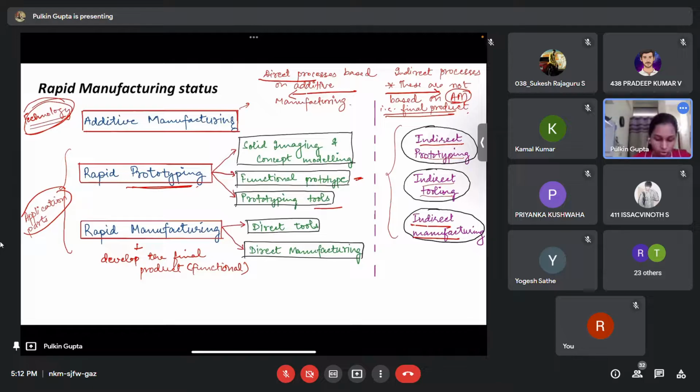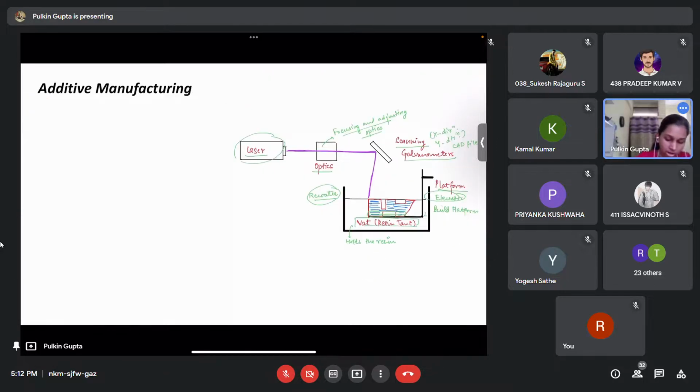Okay. So the direct processes, they are based on additive manufacturing. That is, the final part coming out of these shall be additively manufactured. So now let us look at them and understand them one by one. So what is additive manufacturing?